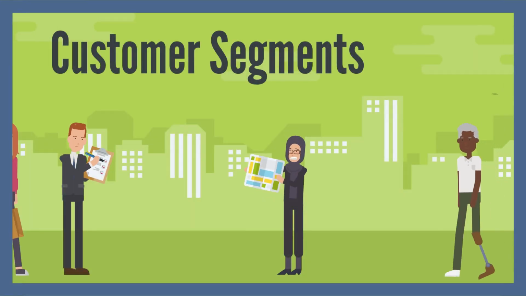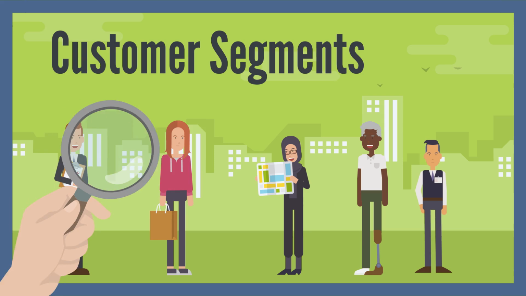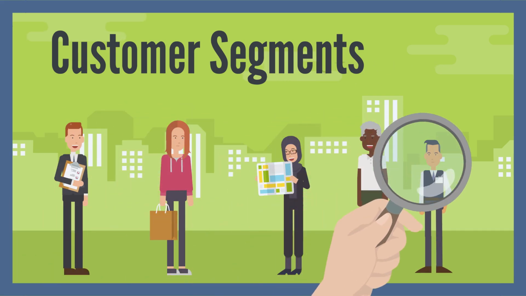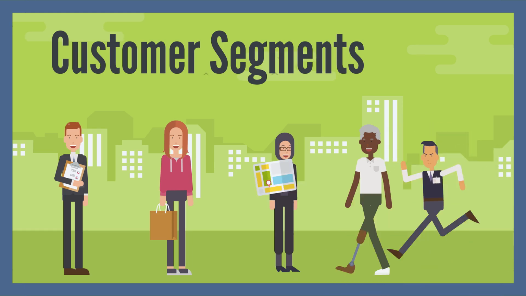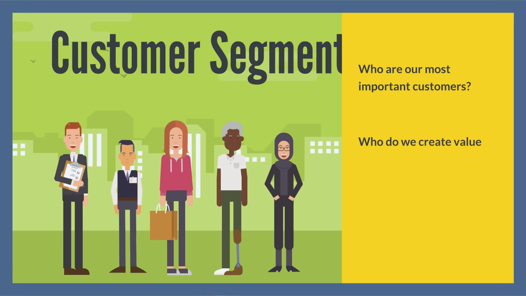The first building block is customer segments. Start here so that your business model has an appropriate customer focus. Each group should have distinct needs that require different channels and relationships to generate value. Questions to ask include: who are your ideal or most important customers? Who are you creating value for? What type of relationship does each customer segment want?